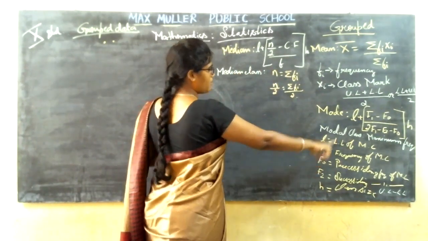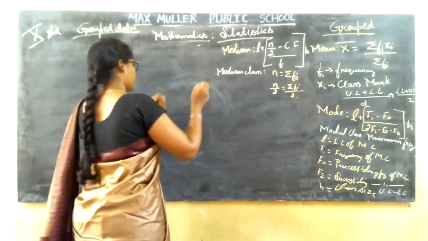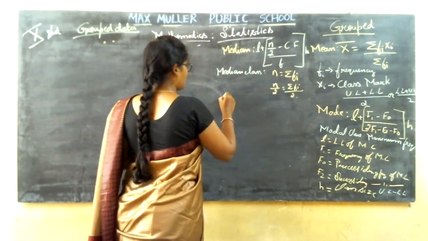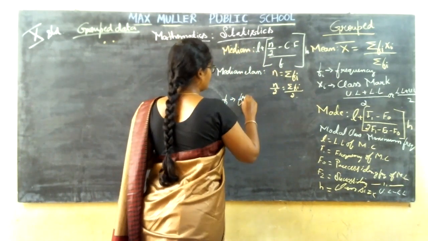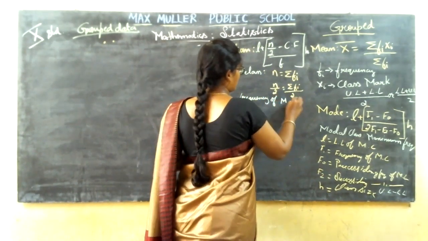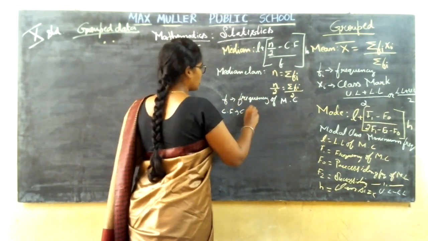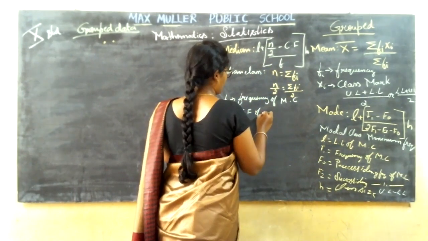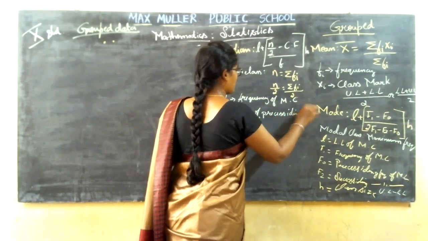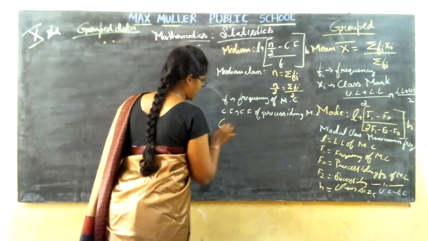Now, your L is the same, that is the lower limit of your median class. n by 2 you have already found out. What is the cumulative frequency? That you are going to add from the frequency distribution. Then what is F? Frequency of a median class. Then what is CF? Cumulative frequency of the class preceding the median class. These are the things. And the next one is central tendency.